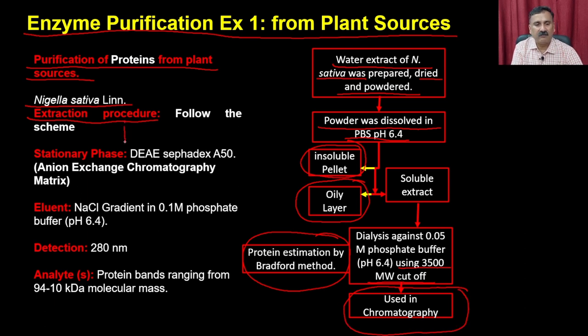After this, you perform ion exchange chromatography. You pack the column with DEAE Sepharose and elute with an NaCl gradient at pH 6.4. You can detect the protein at 280 nanometers, and the analyte bands, with proteins ranging from 94 to 10 kDa, can be used for monitoring the proteins you have isolated from the plant sources.